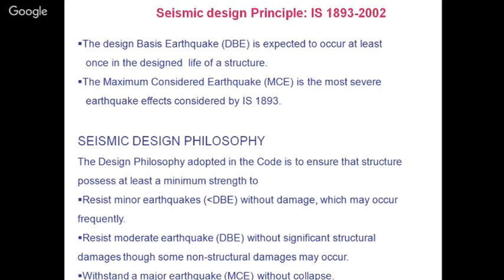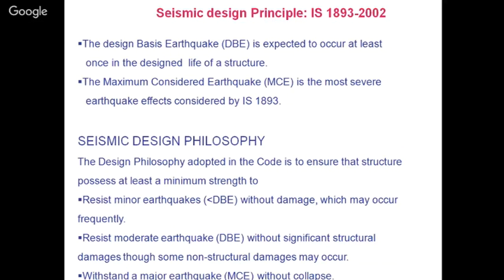Seismic design philosophy: the design philosophy adopted in the code is to ensure that the structure possesses at least a minimum strength. So there are these 3 criteria. Amongst these 3, you can decide what your requirement is, whether you want minor damage, whether you want moderate damage, or you can allow the structure to collapse. So it should resist minor earthquakes, less than DBE, without damage, which may occur frequently. That means the earthquake is occurring frequently, but you are allowing that much damage.